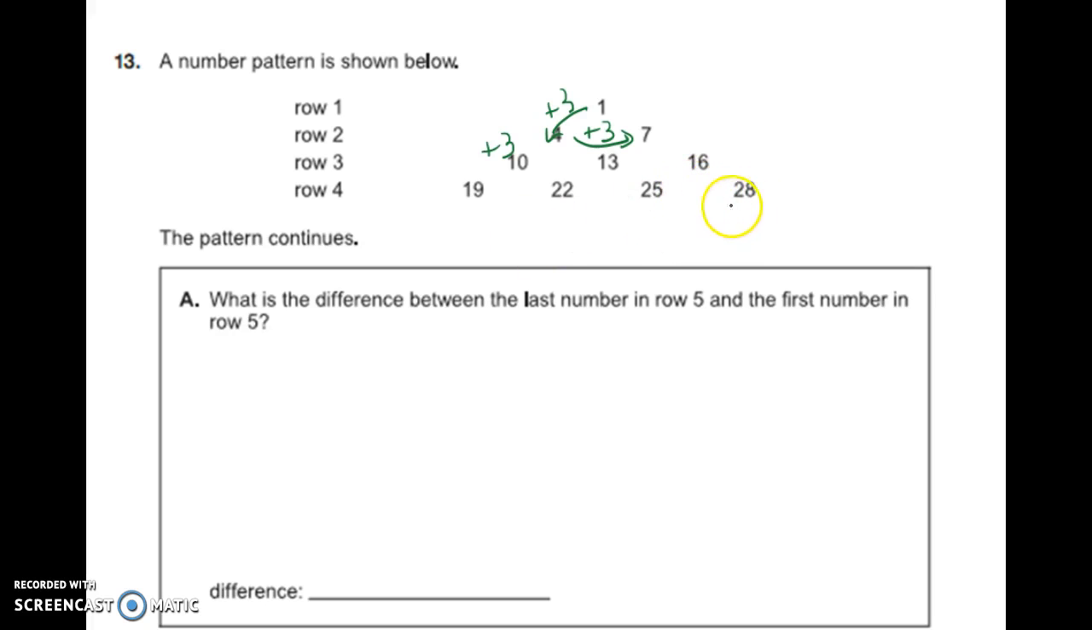So 28 plus 3 gives us 31. So this is row 5. Plus 3 is 34, 37, 40, and 43. So the last number in row 5 is 43. The first number in row 5 is 31, and we subtract, so we get a difference of 12. Hopefully that wasn't too hard, but just continue the pattern.